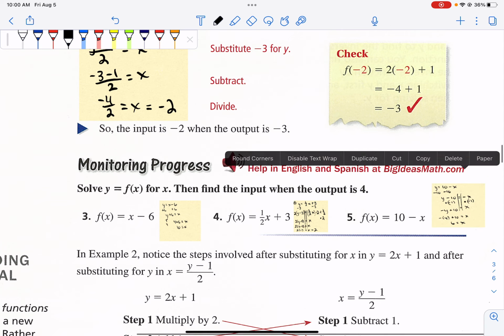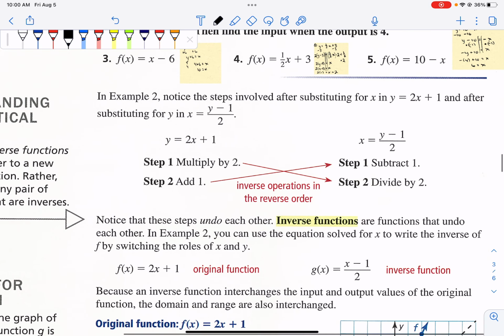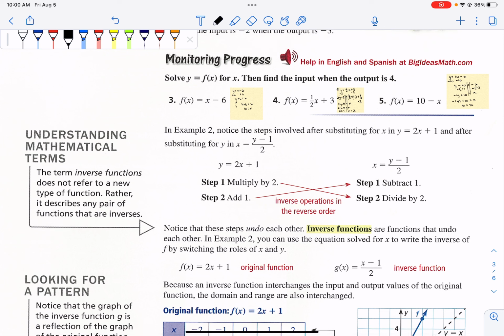One more idea. So you have a whole bunch of stuff going on right here. A lot of things to read through, and it would be worth your time to do so. But it says that in example 2, you notice the steps involved after we substituted the y in. Notice what happened. So originally, when this was my original function right here, if I were to solve this, I would multiply by 2, and then I would add 1. That's how I would solve that problem.